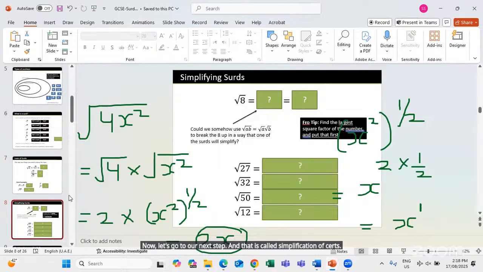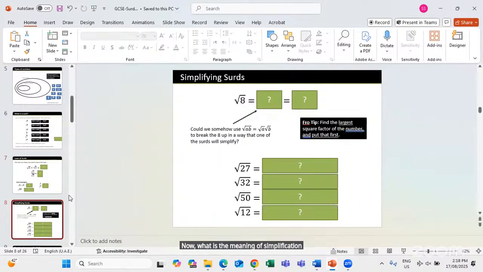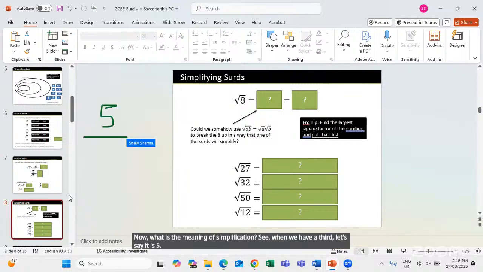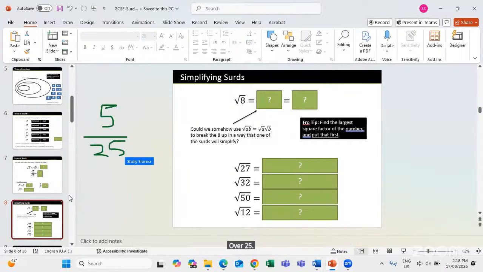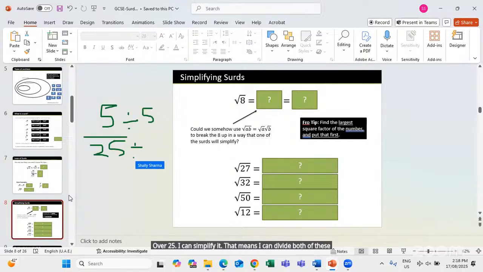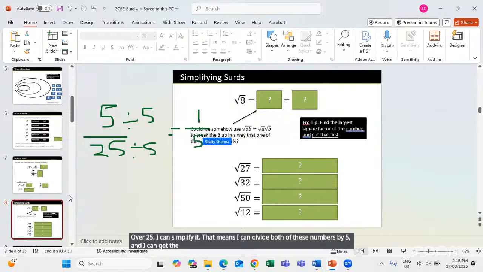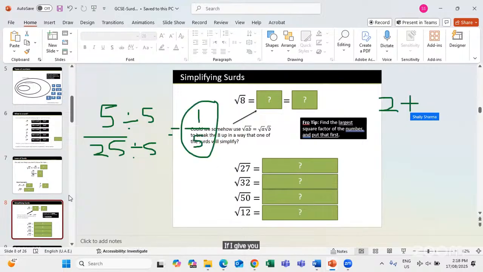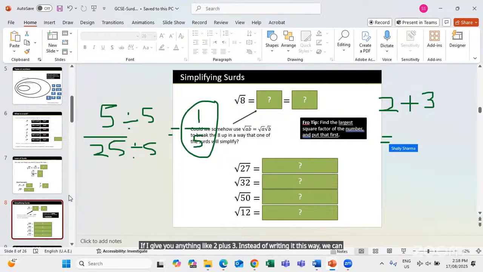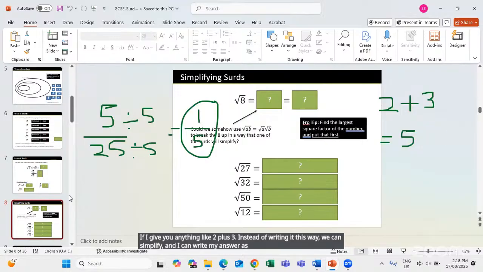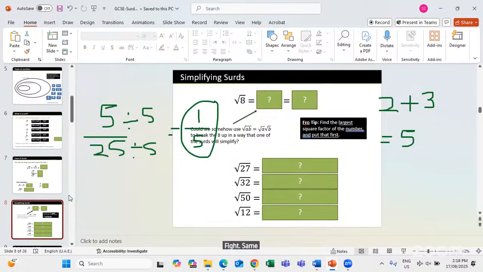Now what is the meaning of simplification? See, when we have a fraction, let's say it is 5 over 25, I can simplify it. That means I can divide both of these numbers by 5 and I can get the most simplified answer as 1/5. If I give you anything like 2 plus 3, instead of writing it this way, we can simplify and I can write my answer as 5. Same way, we can simplify the surds also.